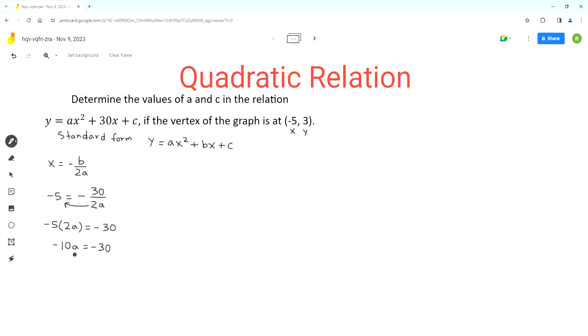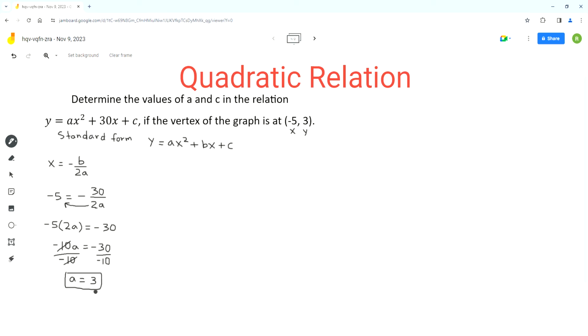We can isolate a by dividing both sides by -10 because -10 is being multiplied to a, so we have to do the reverse operation. So the -10's cancel each other out, so we are left with a equals -30 over -10, which is equal to 3. So this should be the final answer for the value of a for this given relation.